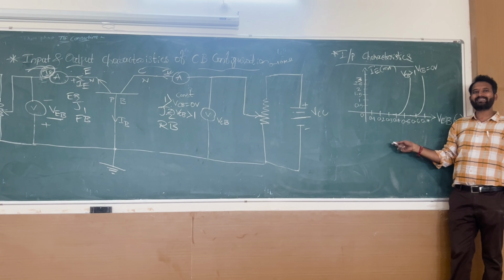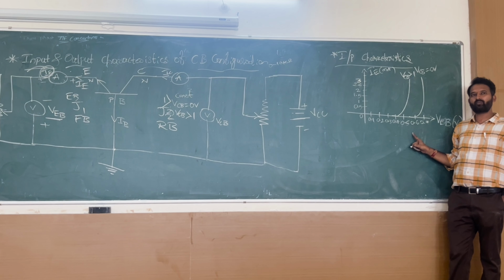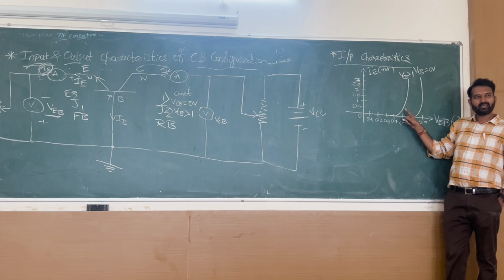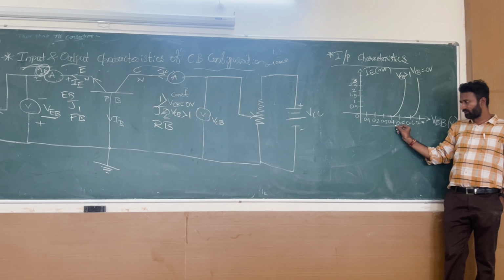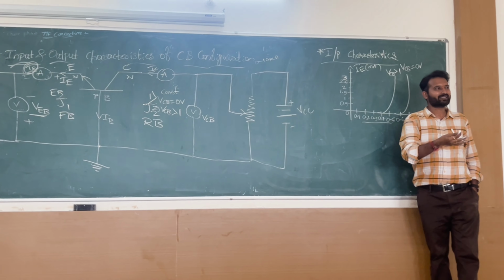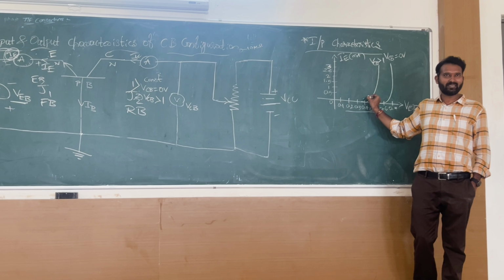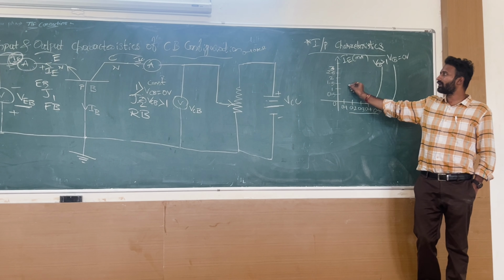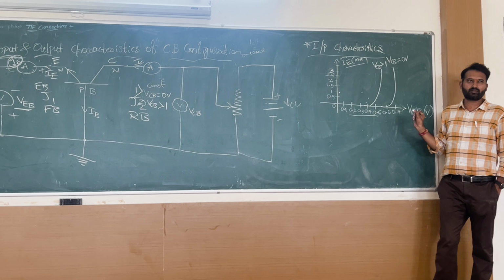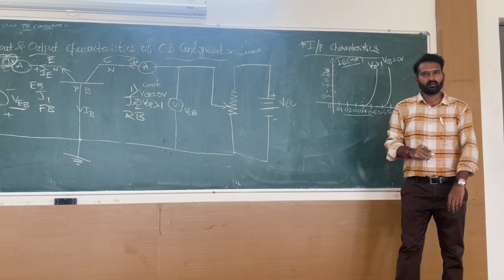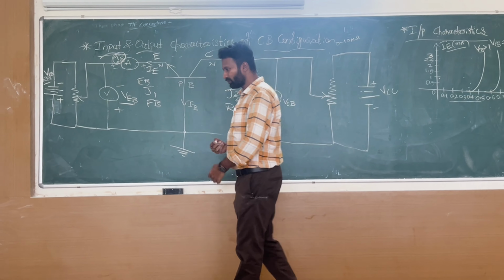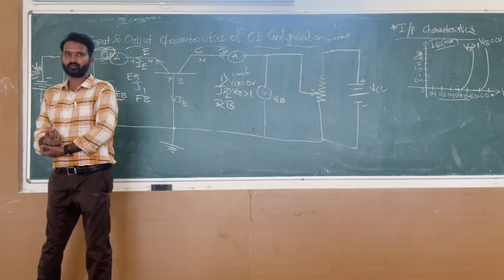My second case is I will make VCB greater than 1 volt. Again I will repeat this step: 0.1, 0.2, 0.3, 0.4, 0.5, 0.6, and note down the IE current. That will increase suddenly for lesser values of VEB. Understandable? If you do it practically, definitely you will get nearly these kinds of values. IE in milliampere, VEB in volts. Clear? Yes, sir. Okay, now let me move to the next subtopic.